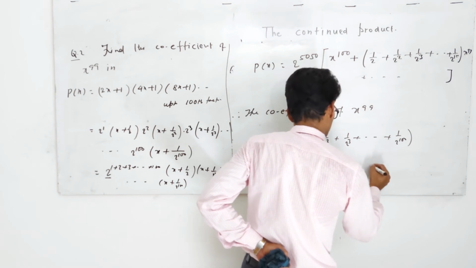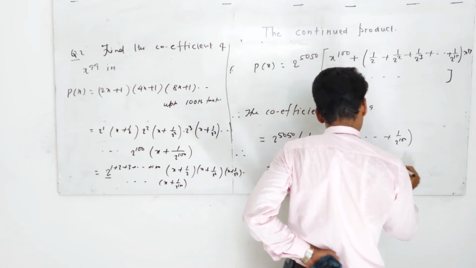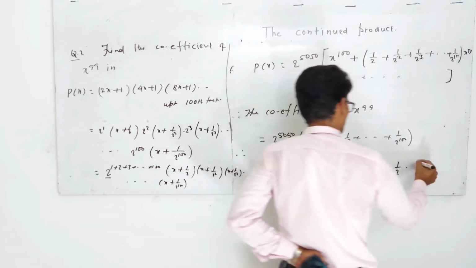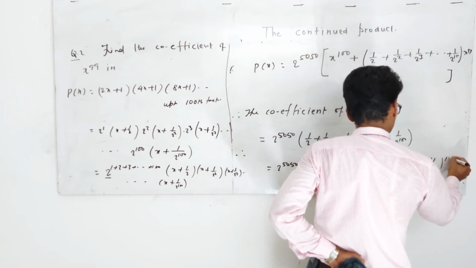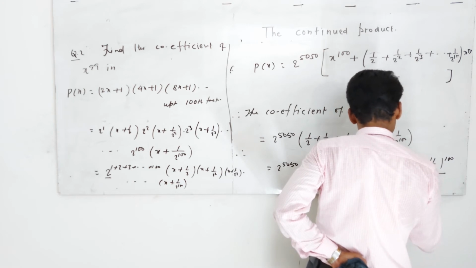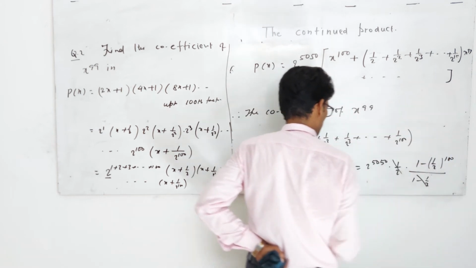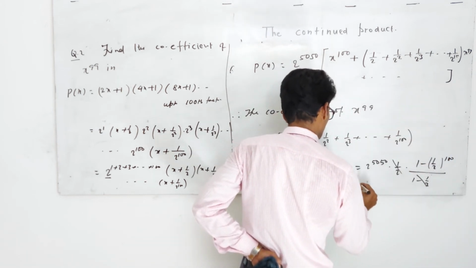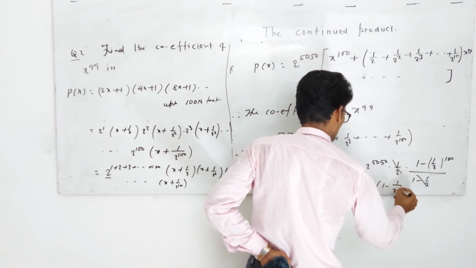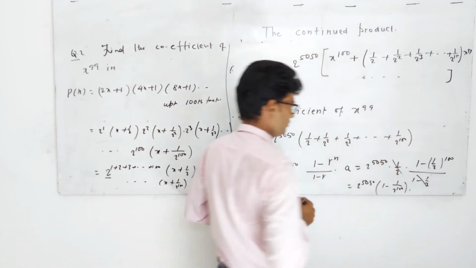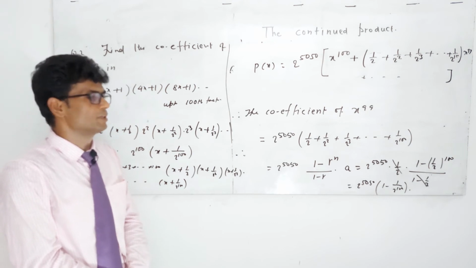So here 2 to the power of 50/50, and a is already half, here 1 minus half to the power of n, where n is 100, over 1 minus 1 by 2. Here 1 minus 1 by 2 is half, which cancels. So it comes out to be 2 to the power of 50/50 multiplied by 1 minus 1 by 2 to the power of 100. That's your answer. In this way, we are able to find the coefficient of x to the power of 99.